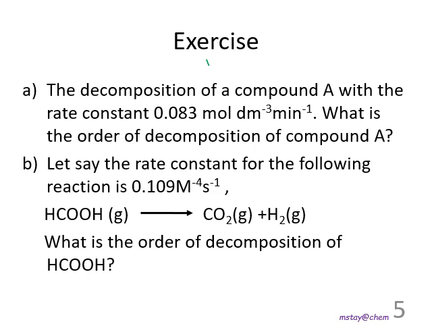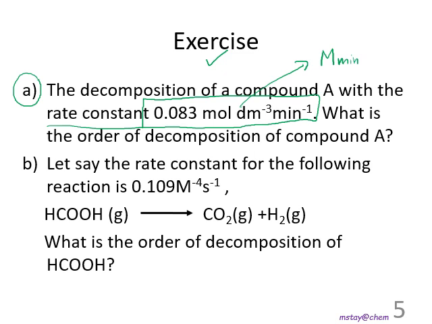Now let's proceed to the exercise, also applying the first method that we learned just now. For example, for A, the decomposition of a compound A with the rate constant 0.083 mol per decimeter cube per minute. That means I can simplify this unit to molar per minute. So the power of the concentration here represents 1. I will use 1 minus 1, which equals 0. So the order of reaction for the decomposition of compound A is zero order.